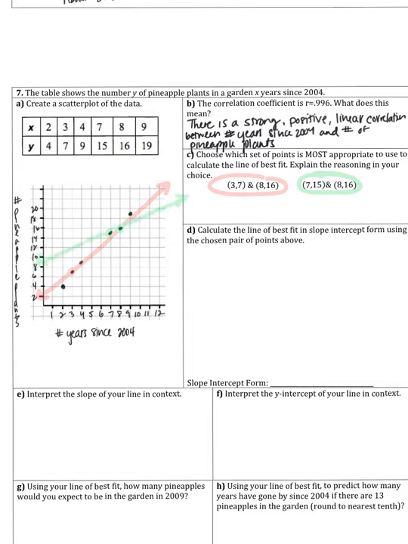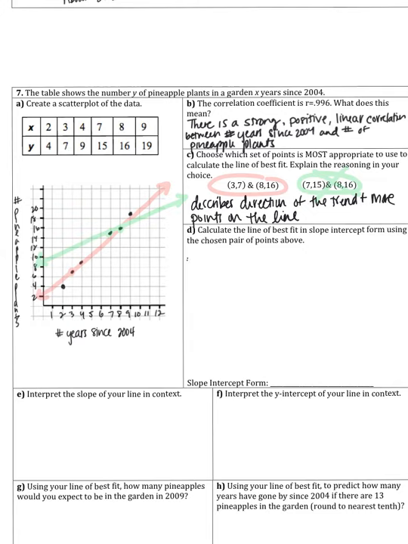So we're asked which one do you think is most appropriate. And it would appear to be that the first set of points is most appropriate since it describes the direction of the trend, and we have more points on the line. So now we're going to calculate that line of best fit using those points.